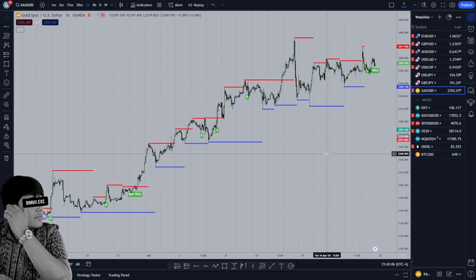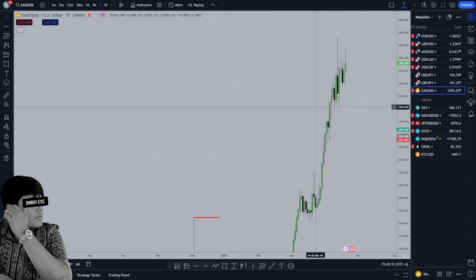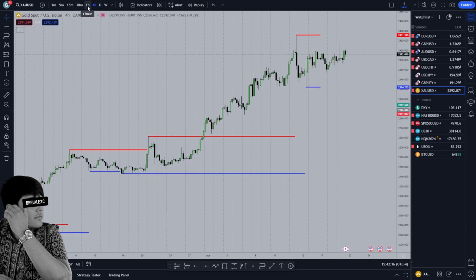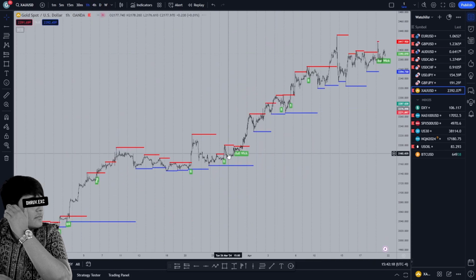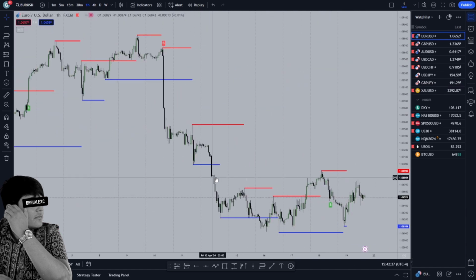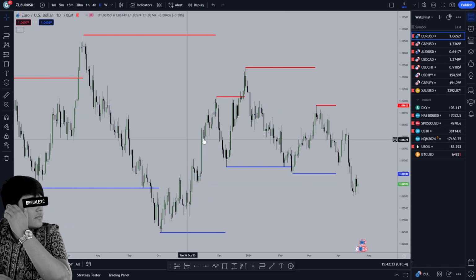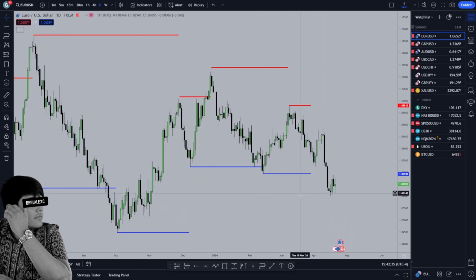So if you choose a pair which is really trending on a higher time frame, if you open the daily time frame or 4H time frame or 1H time frame, you can see that it's trending towards the upside. Okay, the trend is towards the upside. And if you open the euro dollar, you can see that it consolidated for the whole week, and I knew that it would consolidate for the whole week. Why? Now you can see the answer.